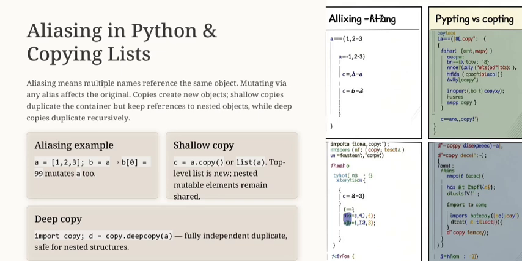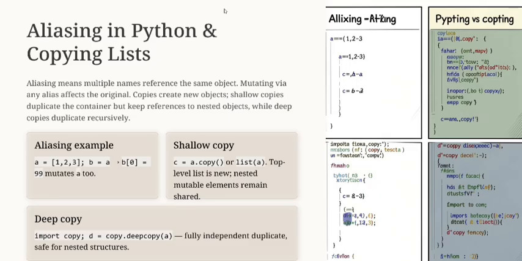Okay. So, the effect of aliasing. If we modify B, B[0] is equal to 99, the list becomes [99, 2, 3]. Now if we print A, we also get [99, 2, 3]. Why? Because both names refer to the same object.